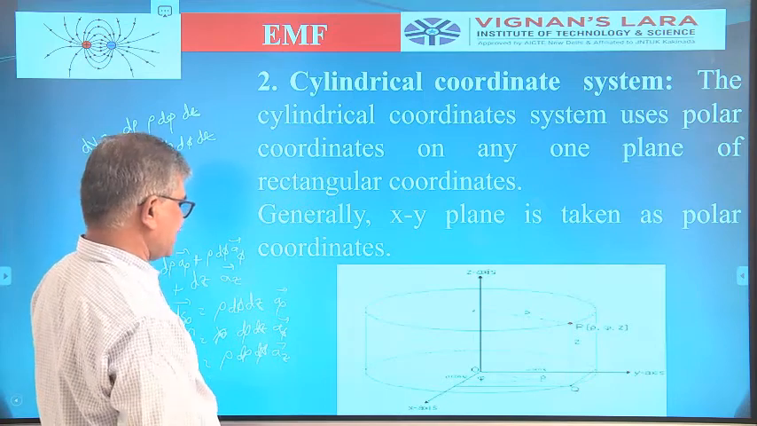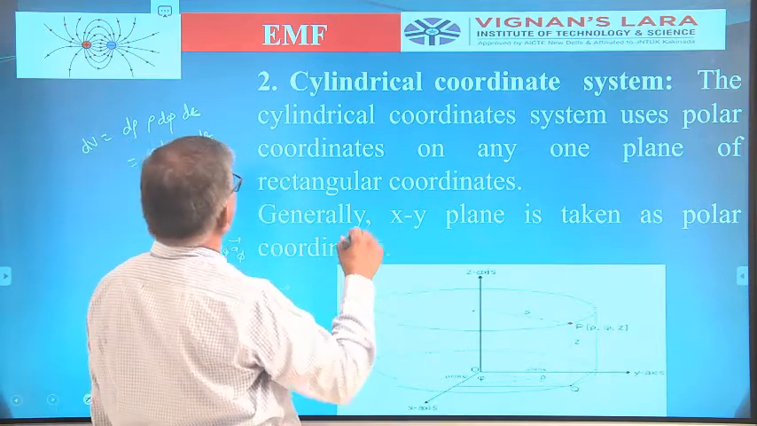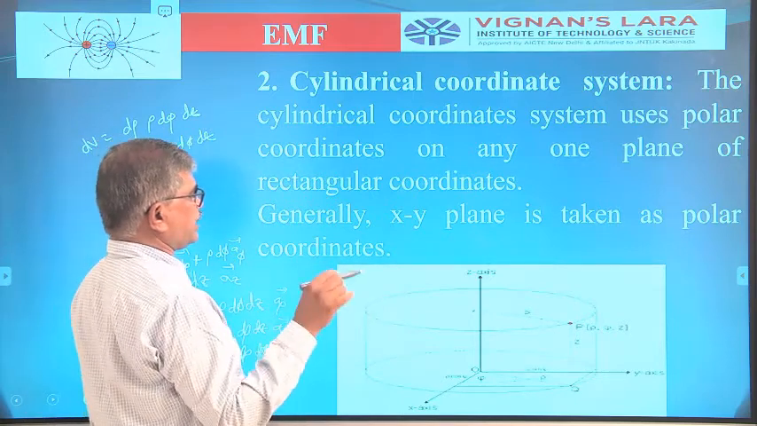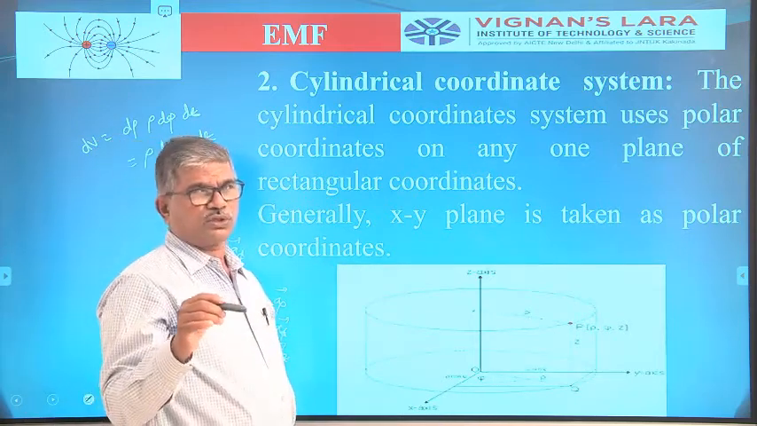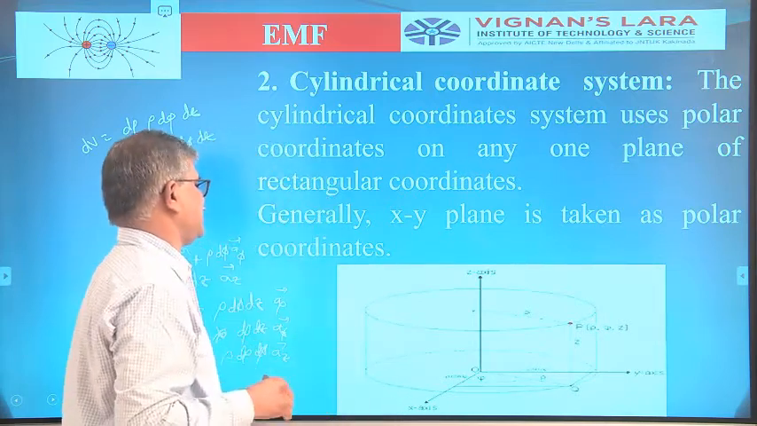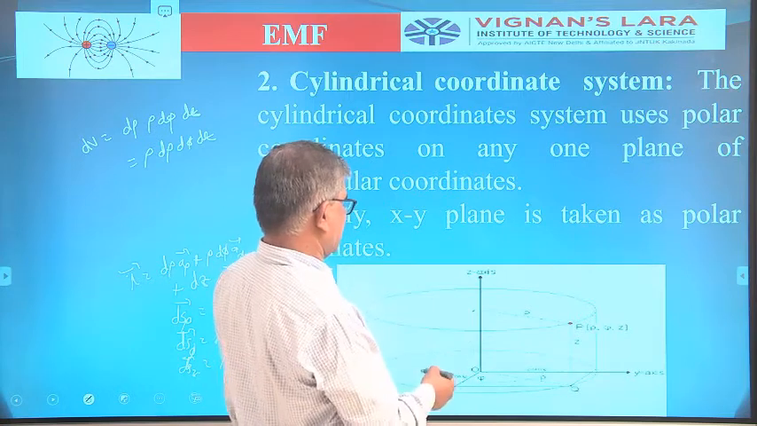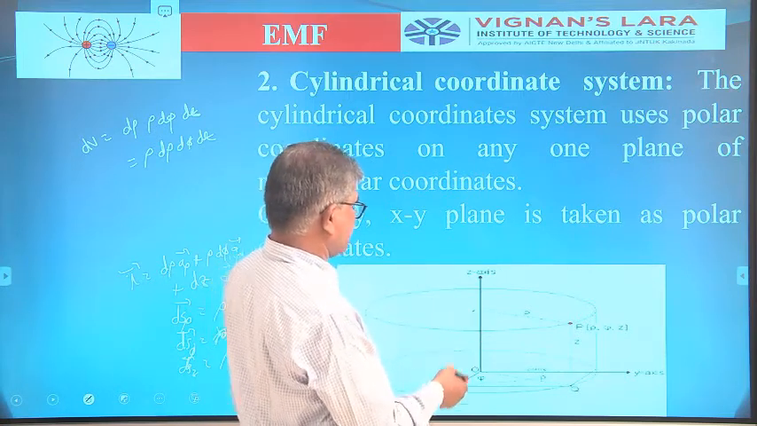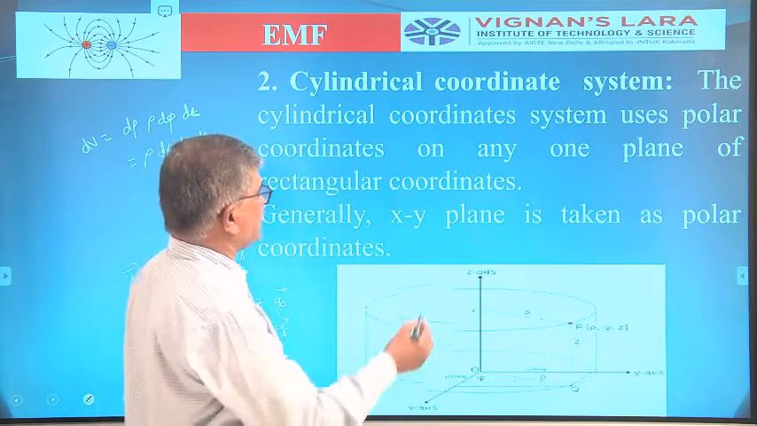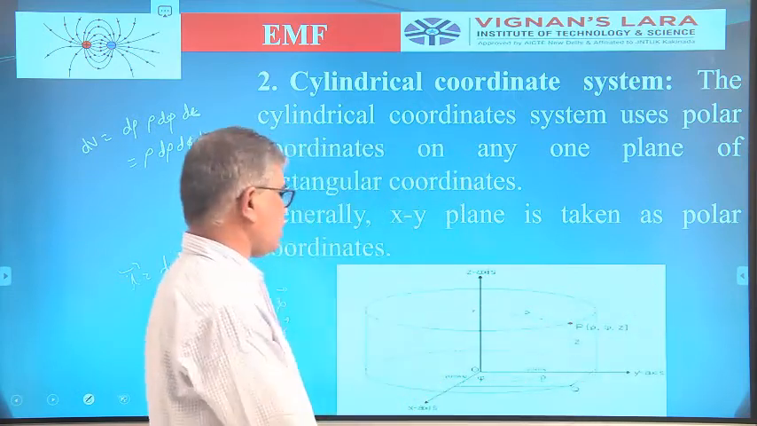So in the cylindrical coordinate system, the limits are: rho limits are 0 to infinity, phi limit is 0 to 2 pi, and z limit is minus infinity to plus infinity. So in the cylindrical coordinate system, phi is the angle from the x-axis to the radius, and P is the point with the coordinates rho, phi, z.